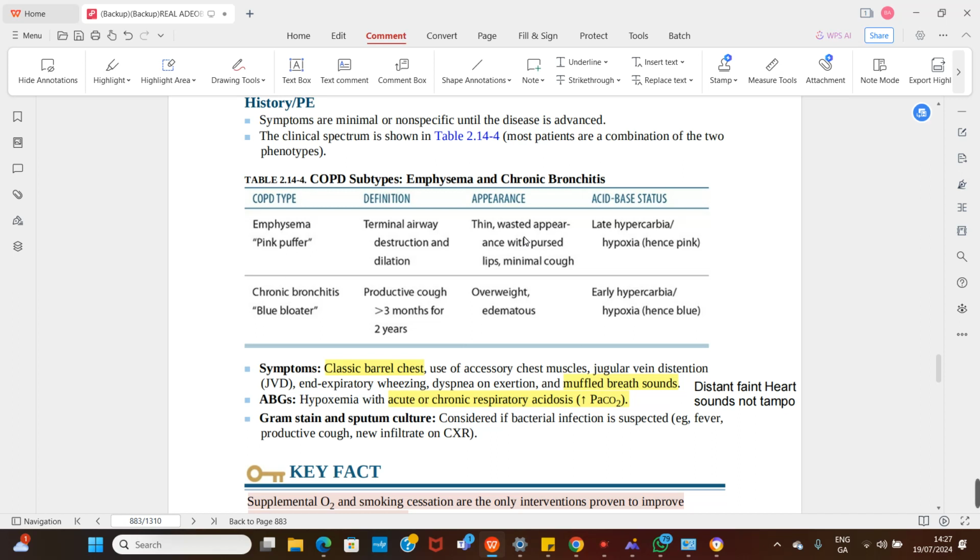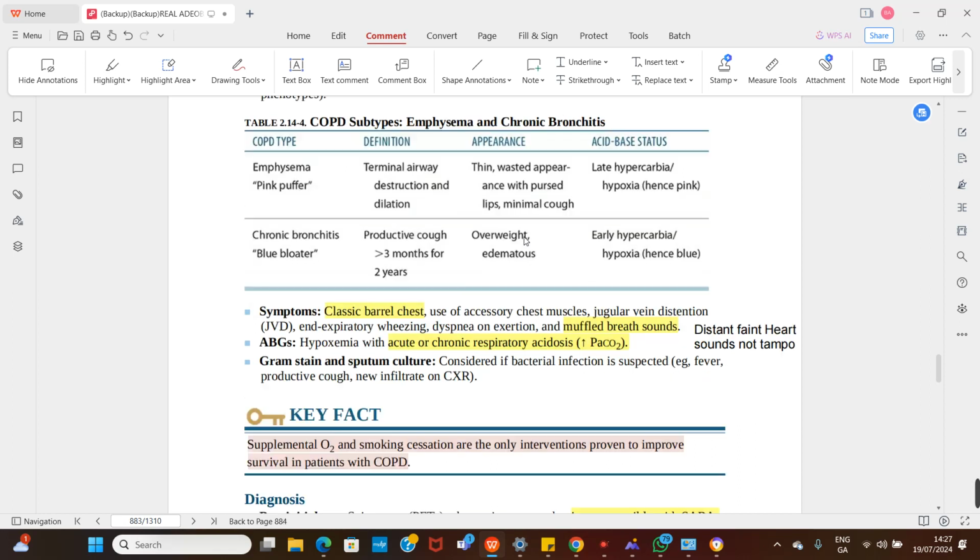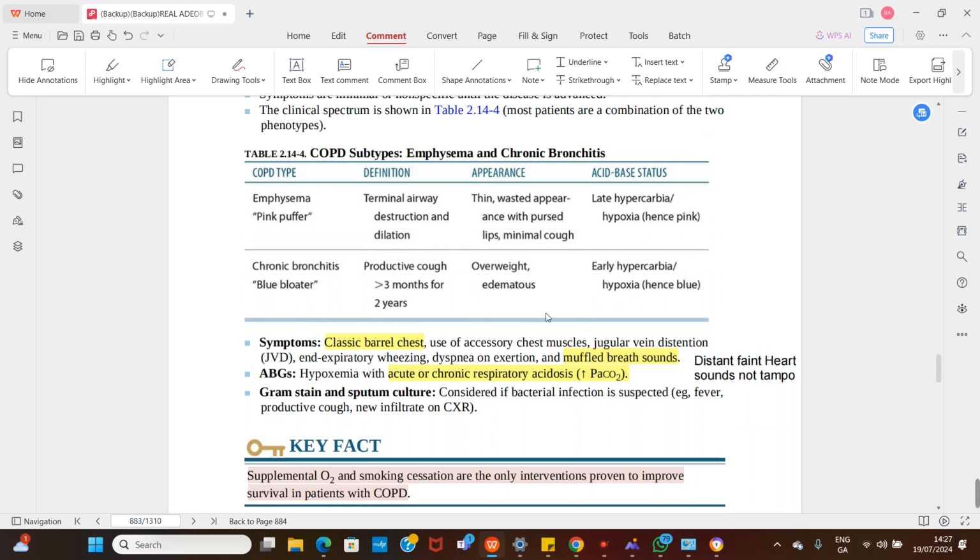So they start having right ventricular failure, elevated JVP, blood is pooling back to the extremities and the abdomen, and they become overweight and edematous. So that's why chronic bronchitis patients are overweight and edematous, while the emphysematous patients, the pink puffers, are thin. And don't forget, the edema is from the heart failure, due to early hypoxia, while the emphysematous, the pink people, have a late hypoxia.